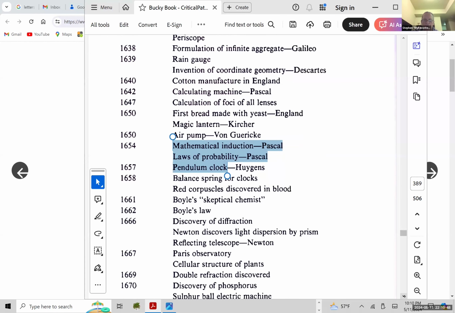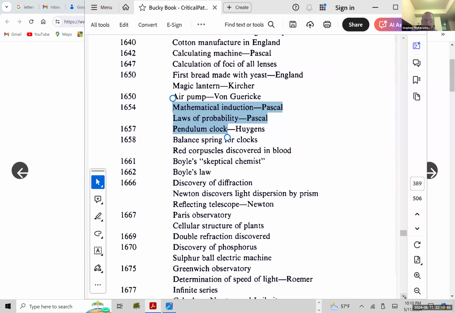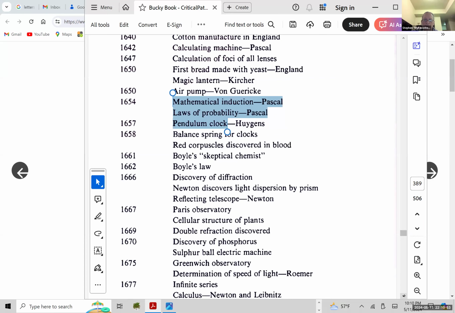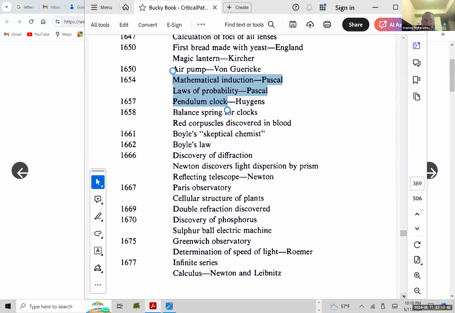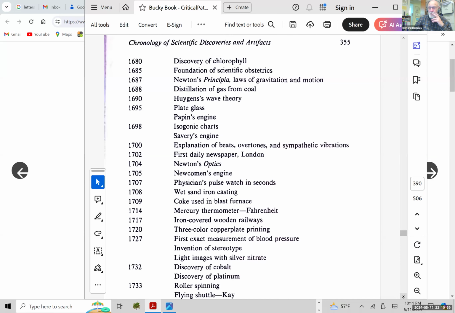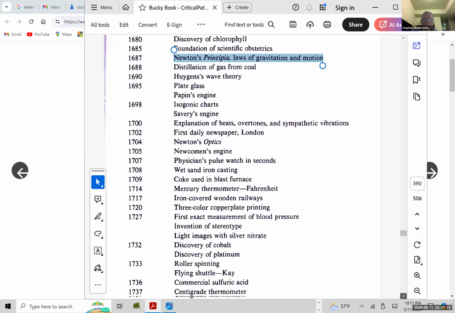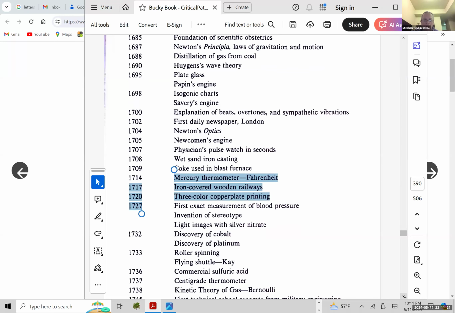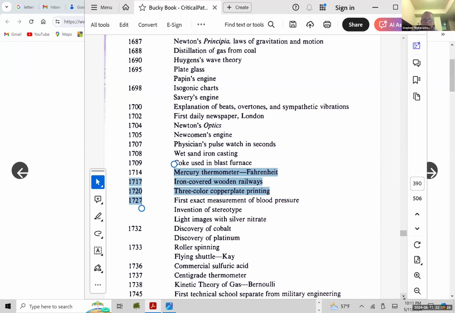Discovery of diffraction. The cellular structure of plants in 1667. 1680, discovery of chlorophyll. 1687, Newton's Principia. We had the mercury thermometer, the 1700s. Iron-covered wooden railways.